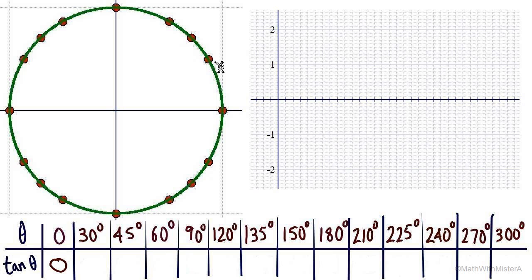Okay, next we're increasing our slope. So we're at radical 3 over 3, equal to approximately 0.58. Then slope of 1, then the slope of radical 3, and now our slope is undefined. Let's not put a number there.